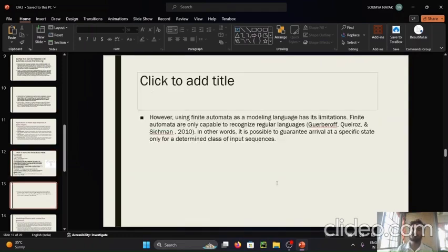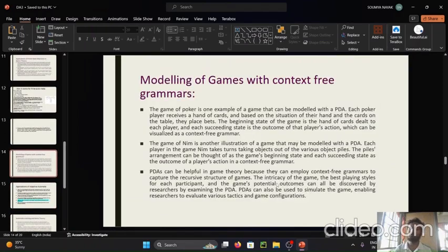So what's the problem here? Using finite automata as a modeling language has its own limits, and finite automata are only capable of regular languages, as we have discussed before. So that's why we move towards context-free grammars and PDAs. So, modeling of games with context-free grammars. We can give the example of poker here.